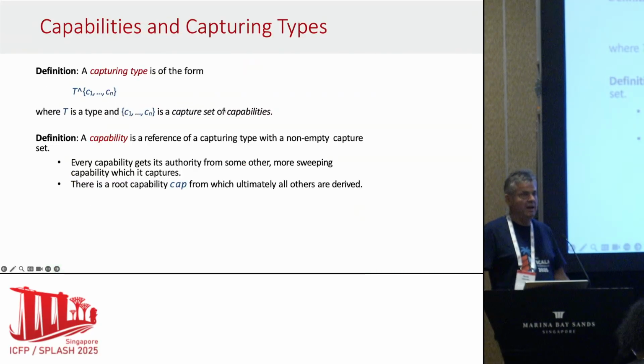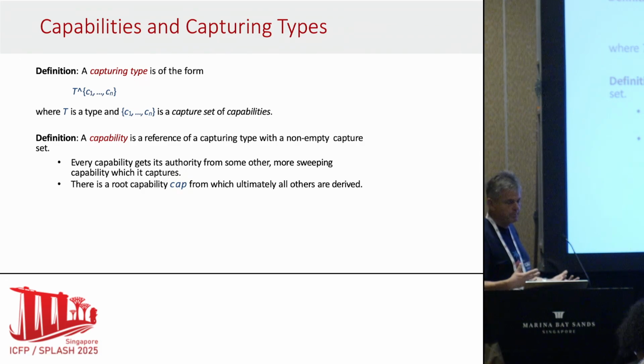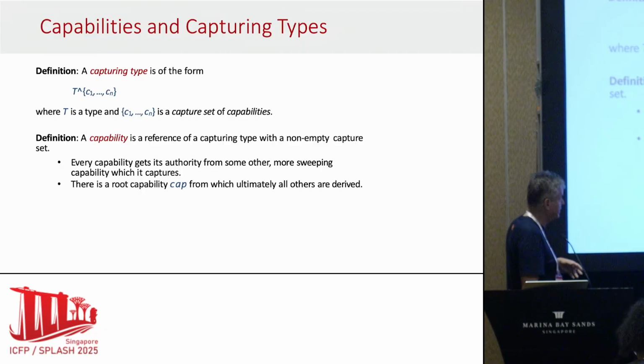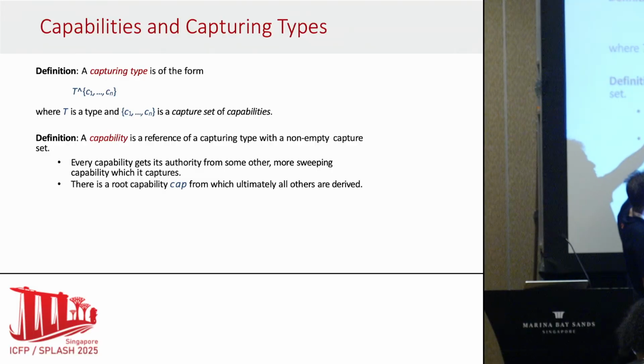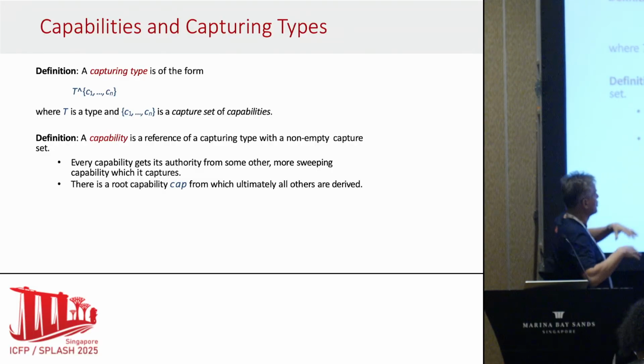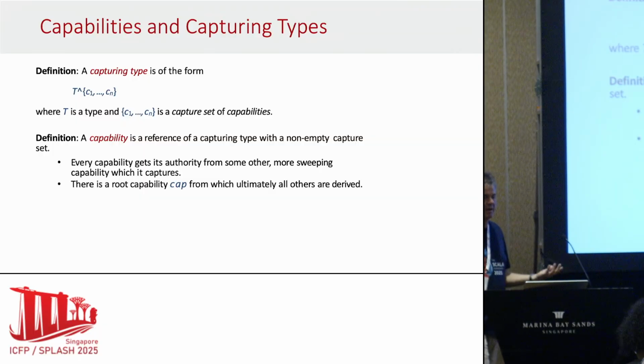Okay, so the mechanics of how that works is we have this new form of types, which are called capturing types, where T is a type and C1 to Cn is a capture set of capabilities, and these capabilities are just regular program values. A regular program value is made into a capability because it has a capture set. So every capability gets its authority from some other more sweeping capability that it captures. And there's a root capability, cap, from which otherwise all others are derived. So that's the way it's set up.